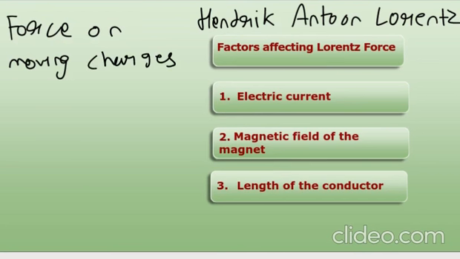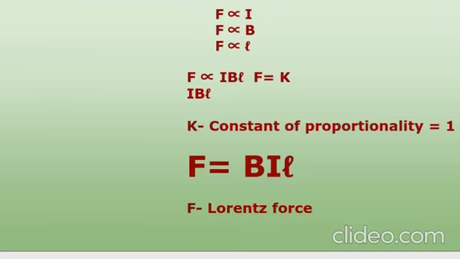You don't have to remember more, just remember what the Lorentz force is. Now, the factors which affect it are the electric current first, the magnetic field second, and the length of the conductor. So these three things, electric current, field of the magnet, and the length of the conductor, affect the Lorentz force. So how do I formulate it?